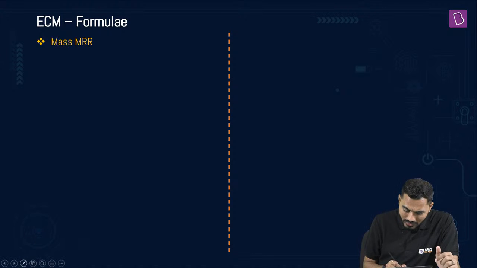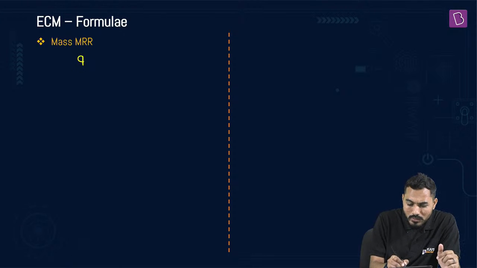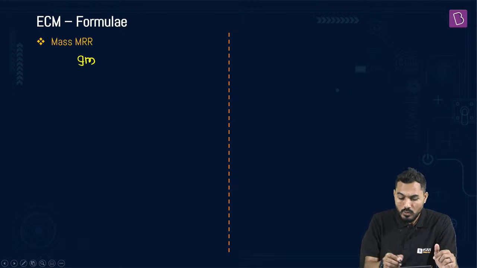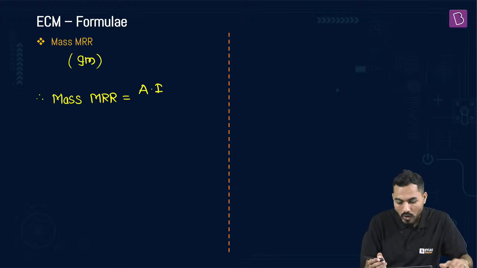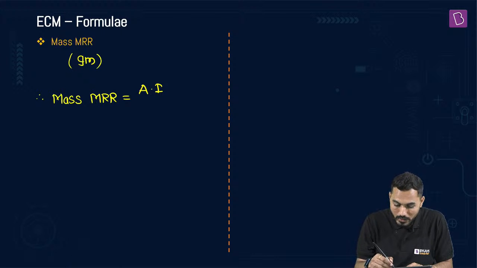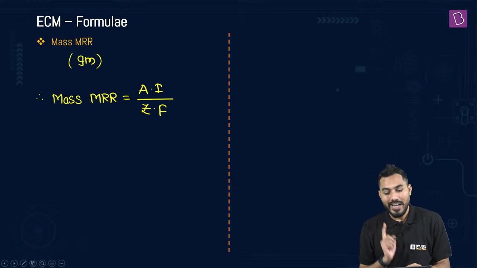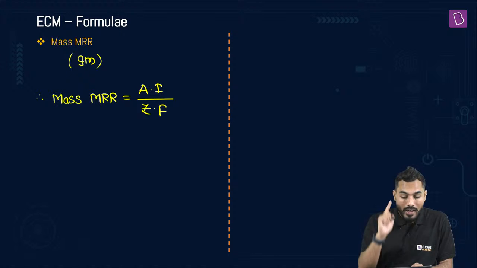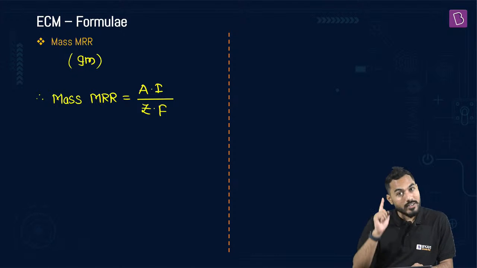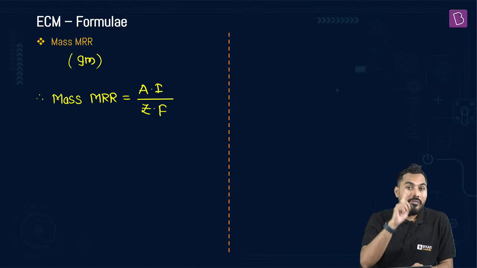Yes. So whenever I say mass, what does it stand for? Mass is measured in gram, kilogram. And we know that mass material removal rate has a direct formula: mass material removal rate is A into I divided by Z into F. We know that A is the gram atomic weight, which should be in gram. I is the current, which should be in ampere. Z is the valency, which is a number, and F stands for Faraday's constant.